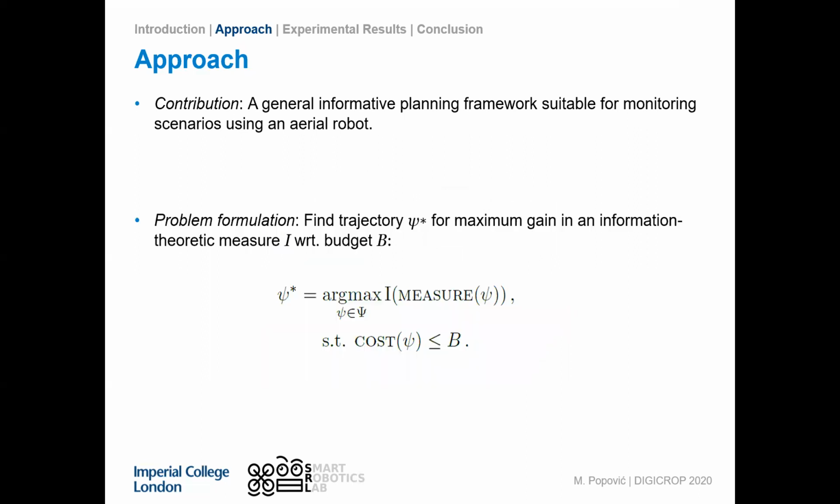Mathematically, we formulate the informative planning problem as follows. We seek a trajectory for maximum gain in an information measure with respect to the path budget. Here, the function measure obtains a set of discrete measurements from which information can be calculated, and cost gives the associated cost, for example, in terms of time or distance.